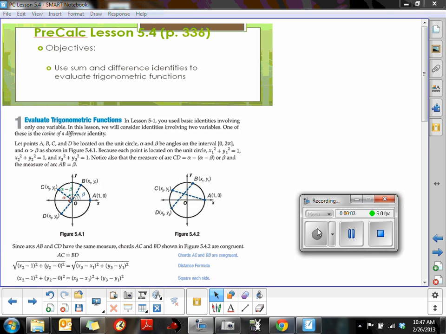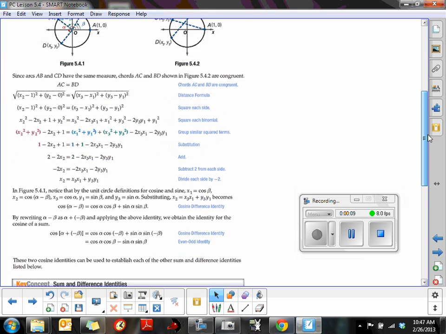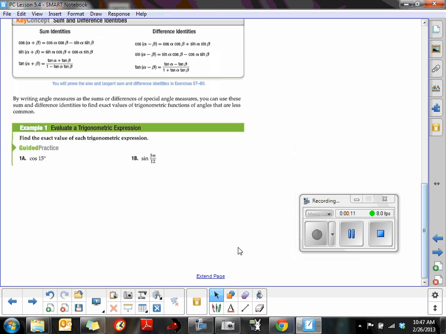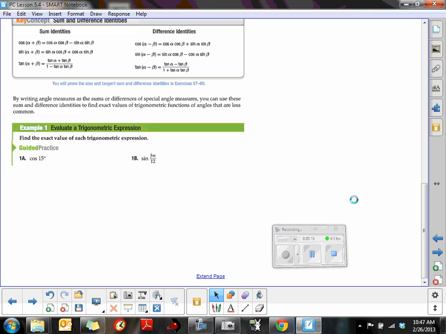Now we're able to use sum and difference identities, now that they've been derived and proven. So we're going to skim on down, since I've already done that proof in a different slide. How are we supposed to use and evaluate a trigonometric function by finding the exact value of each trig expression? What it's going to do is expand the number of trig values or angles that we can find exact trig values for.